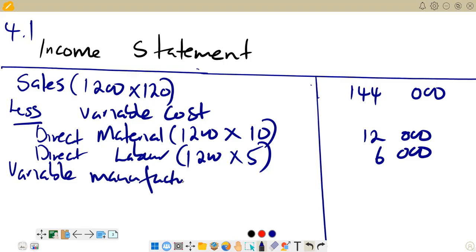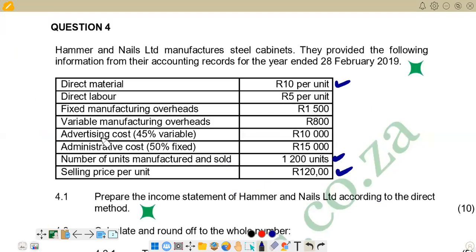Variable manufacturing overheads. Right. The figure that we are given is 800. So we're going to put our 800 here. Then we go again to check if we have got another variable cost that we have in the question.